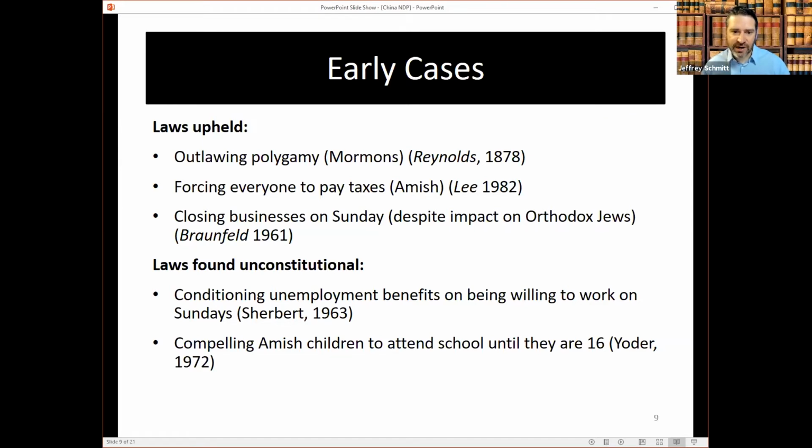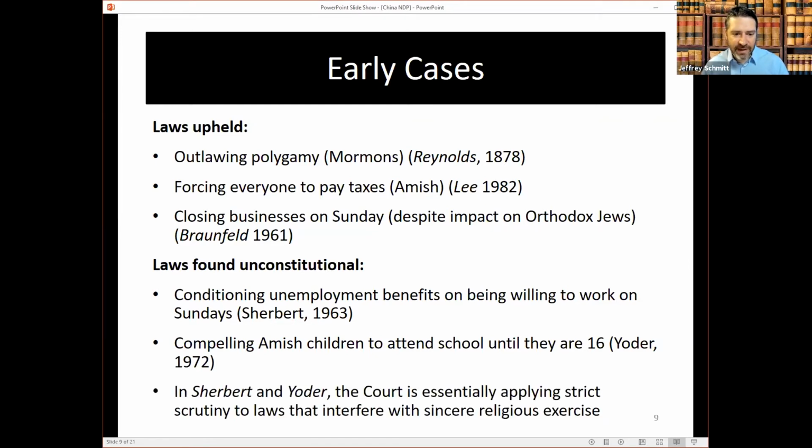Basically what I'm trying to say here is the court was going back and forth and not giving a clear approach. And that is because, if you want to be a little bit honest about it, when you had a law that impacted a minority religion, like the Mormons or the Orthodox Jews in Braunfeld, the court said, well, the law is constitutional. But then once you had something that impacted the Christians or, uncontroversially, the Amish, the court seems to say, well, now all of a sudden we have a problem. It's unconstitutional.